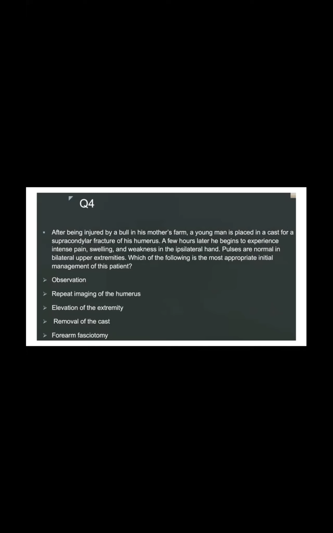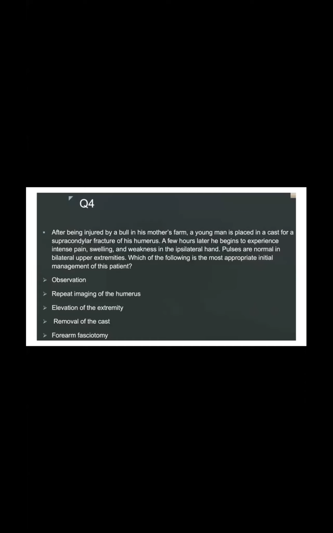Just 1 minute, Dr. Hira. Try, see, just think. I am stopping and giving an instruction. Think. A patient's forearm is injured, and you have already given a cast for a supracondylar fracture. A patient comes to your hospital, you have given a cast due to injury, but in a few hours complains of intense pain, swelling, and weakness. These three words, just try to understand. What do these three words mean? What is the diagnosis?